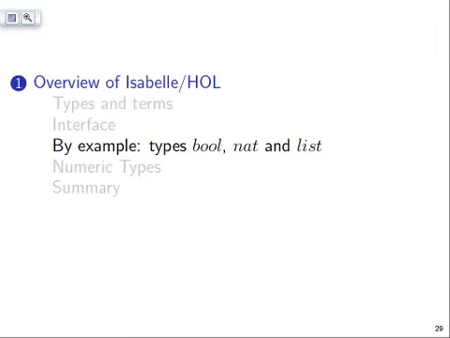So now by example, I want to introduce the basic types that we'll be using over this semester: bool, nat, and lists. This is not really a basic type, it's a type constructor, but bool and nat are base types, and they're absolutely essential, and of course, functional programmers need lists.